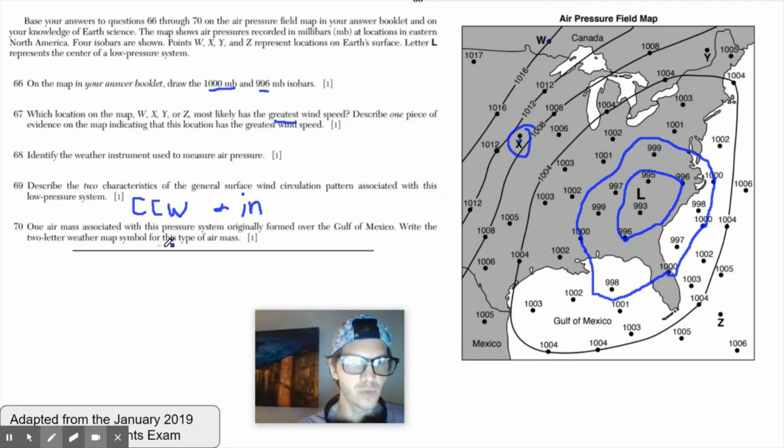One air mass associated with this pressure system originally formed over the Gulf of Mexico. Well, if it's forming over the Gulf of Mexico, I know it would be maritime because it's forming over the water, and tropical because it is forming close to the tropics, or it's a warm air mass.